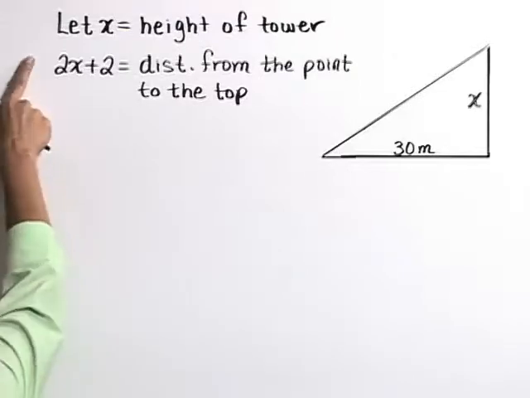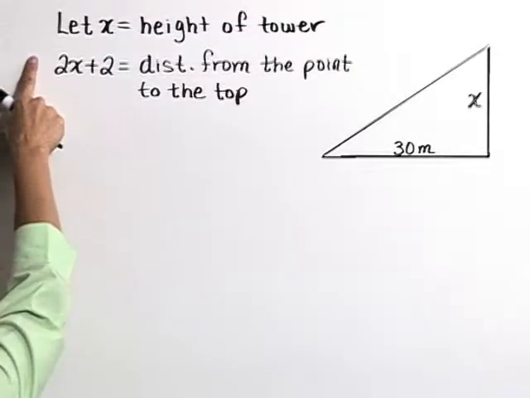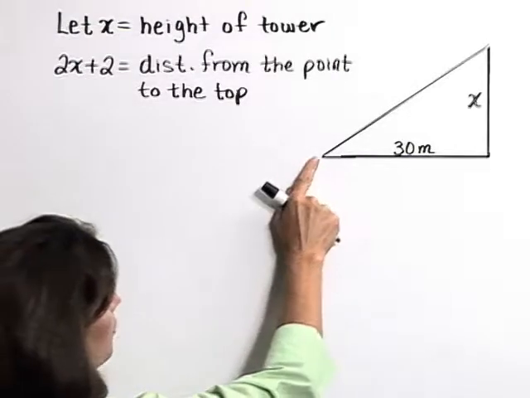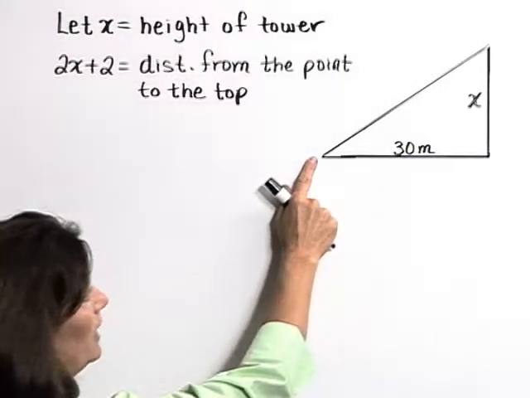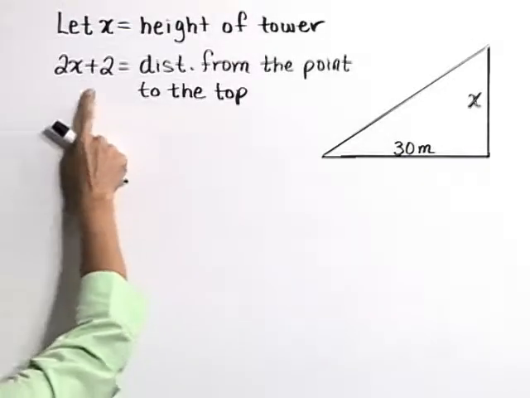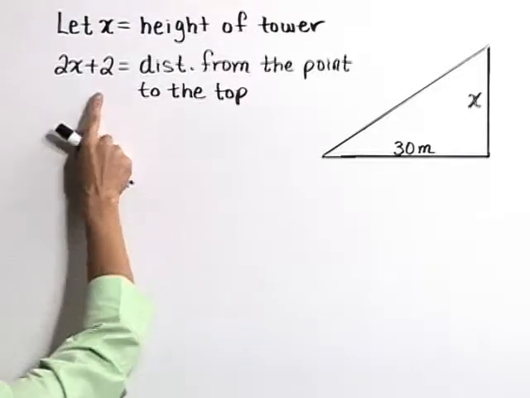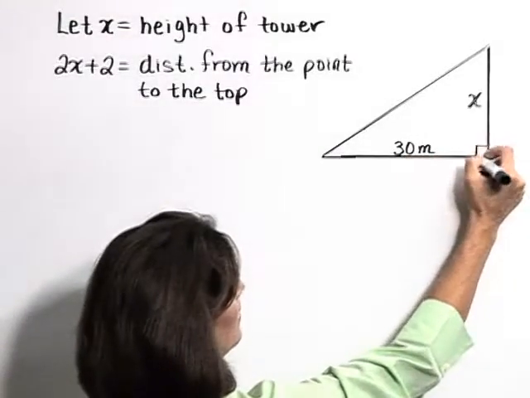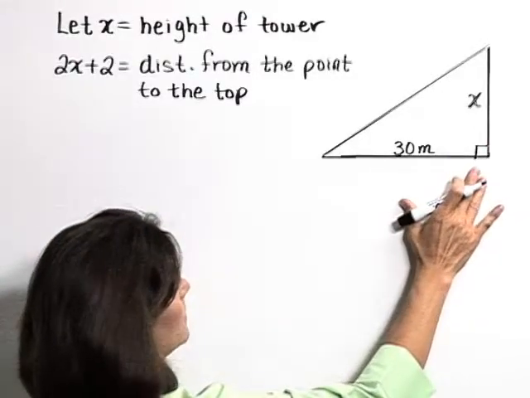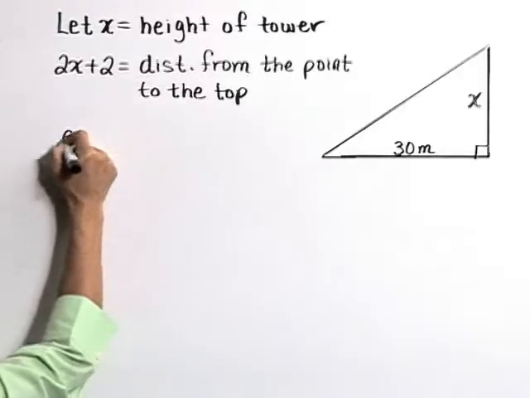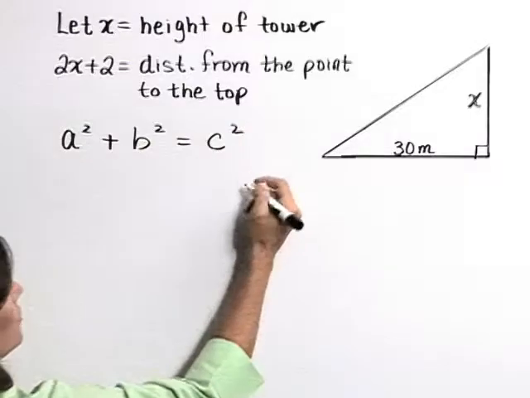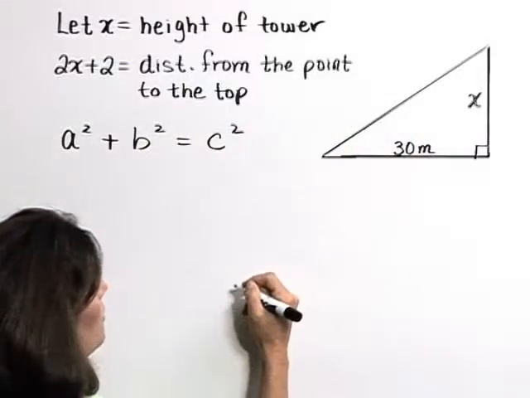Let's define our variable and let x represent that thing to be found, the height of the tower. We're told that our distance from our point to the top of the tower is 2 meters more than twice the height. So let's describe that distance as 2x plus 2. Now, we're going to assume that this tower and the ground form a right angle so that we can use our Pythagorean theorem, a squared plus b squared equals c squared, to relate the three sides of this triangle.